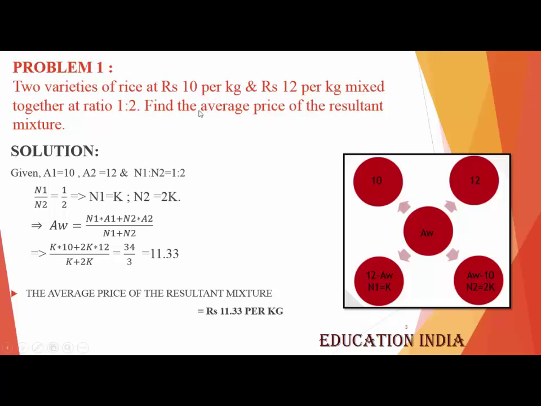Whatever be the ratio of the quantity being mixed, the average price should always lie in between 10 and 12. Now let's say we have mixed 1% of rice costing rupees 10 per kg and 99% of rice costing rupees 12 per kg. Still the resultant mixture won't be rupees 12 per kg. It will be somewhat less than rupees 12 per kg. Similarly for the reverse case, 99% of rupees 10 per kg and 1% of rupees 12 per kg, we will have a price somewhat close to rupees 10 per kg.